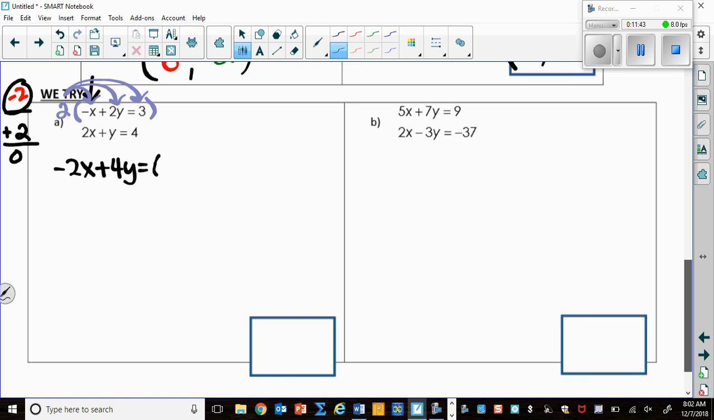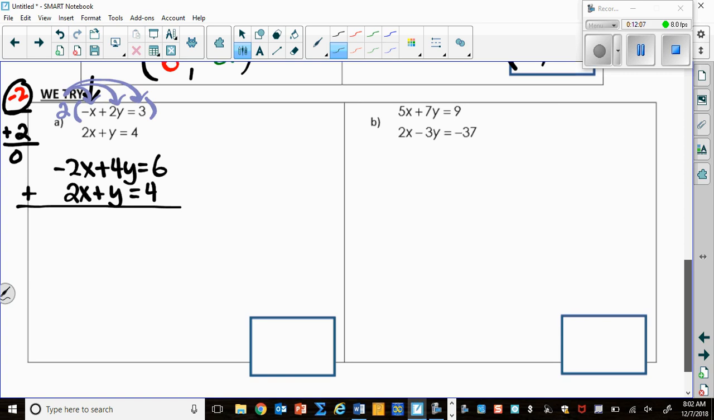So that's my top equation. Notice I distributed the 2 to everything inside the parentheses. Then I'm just going to copy down this second equation right below it. Okay, that was step 1 and step 2. Step 3 is now we add them.